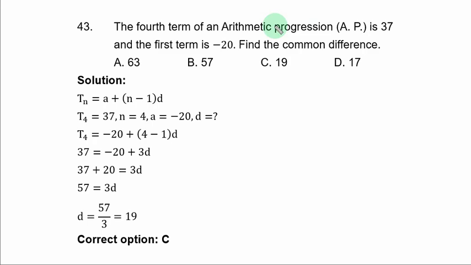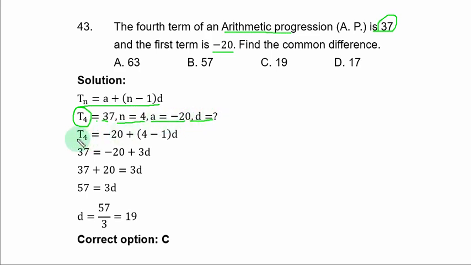Question 43. The fourth term of an arithmetic progression, AP, is 37, and the first term is minus 20. Find the common difference. Because you have the fourth term and the first term, we use the nth term formula of an AP. From the question, the fourth term, t sub 4, is 37. At this point, n is equal to 4. The first term a is minus 20. Common difference d is unknown.